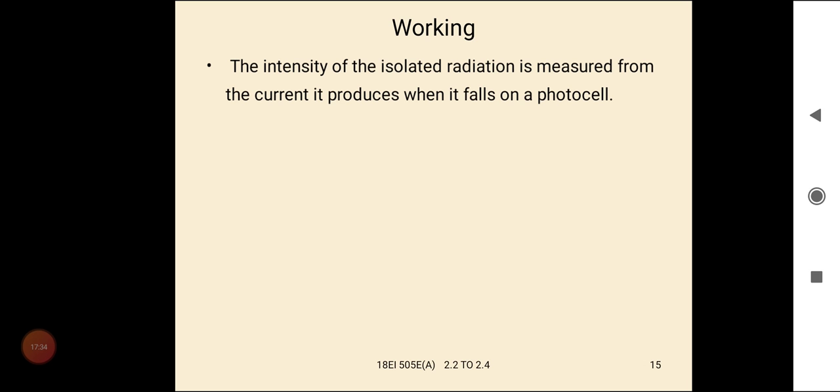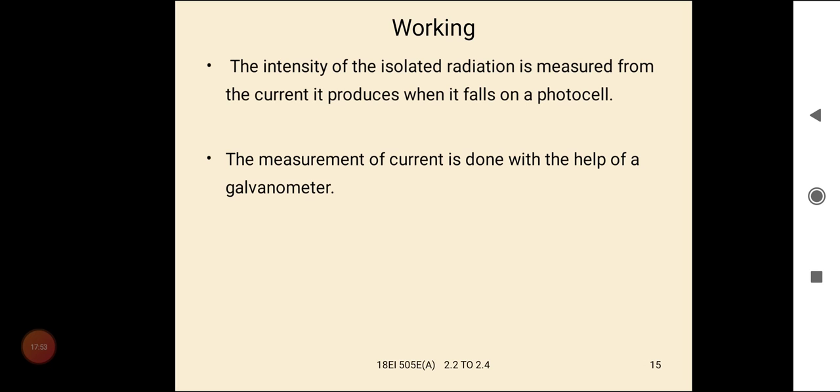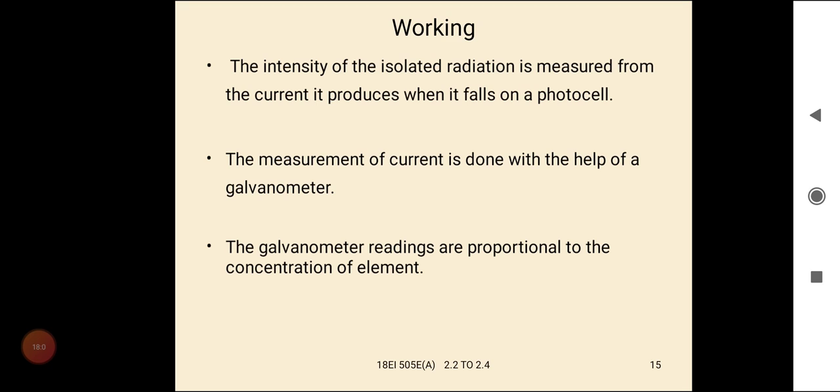Working. The intensity of the isolated radiation is measured from the current it produces when it falls on a photocell. The measurement of current is done with the help of a galvanometer. The galvanometer readings are proportional to the concentration of the elements present in the sample.